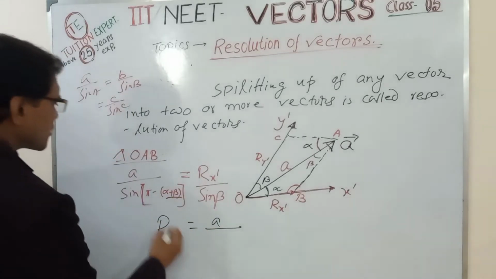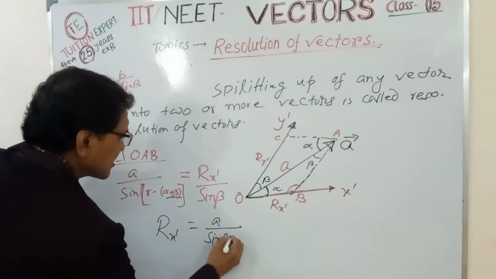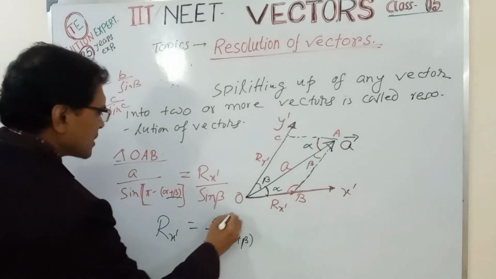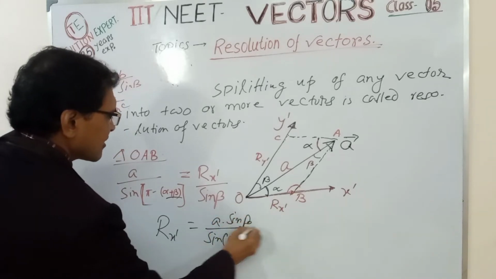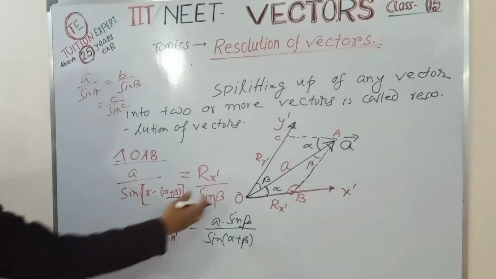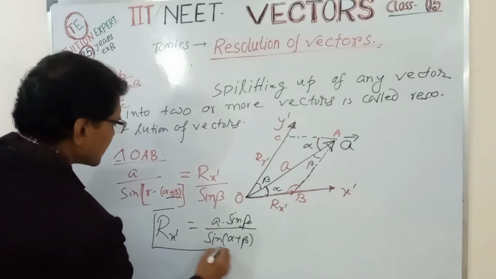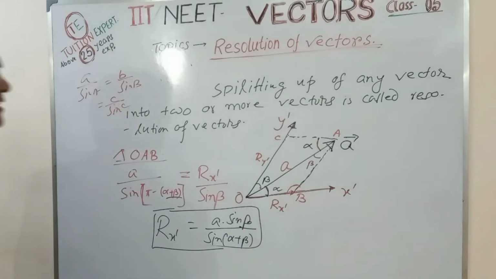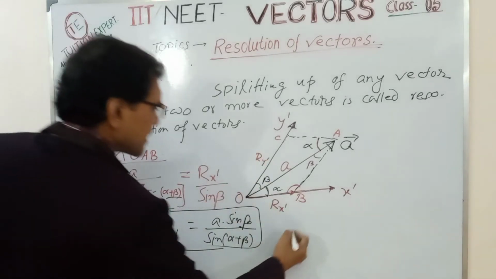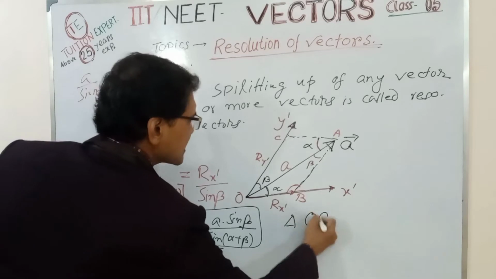Now sine of pi minus theta equals sine theta, into sine beta. From this result, just cross multiply, this into this divided by this. So this is a component. This is one component.